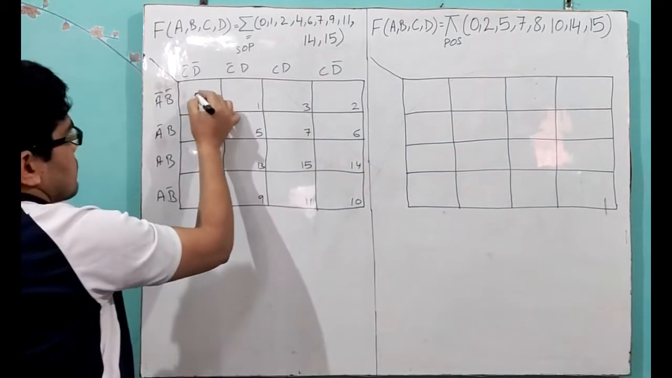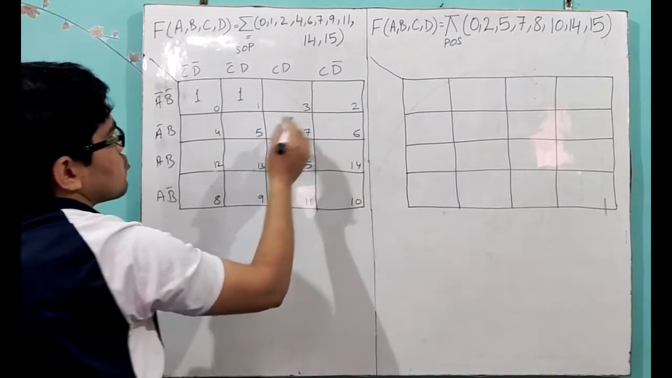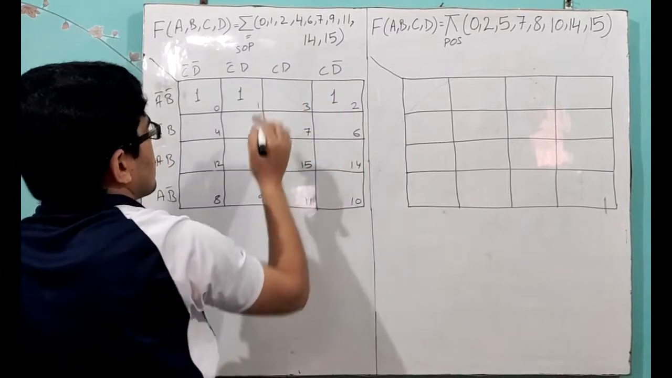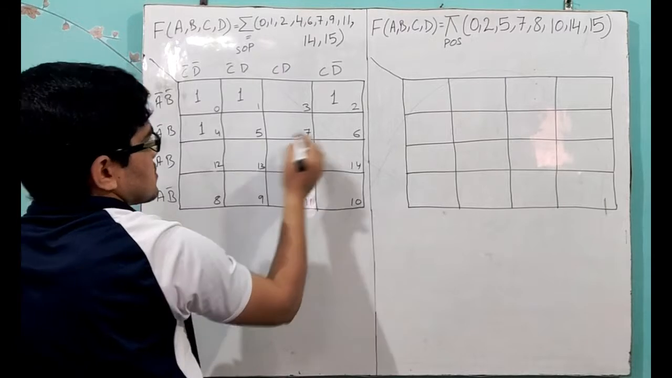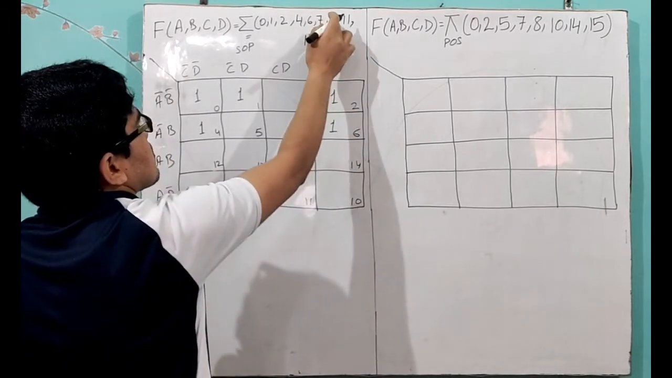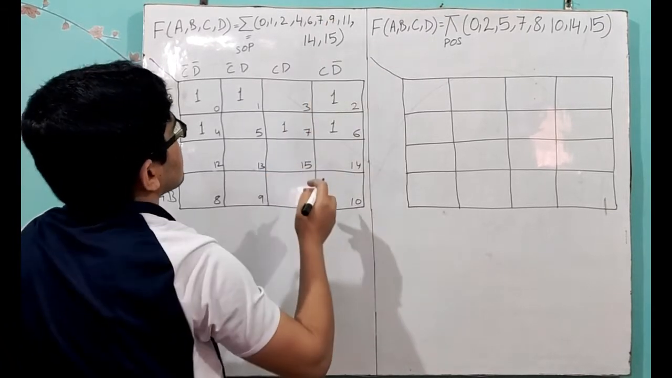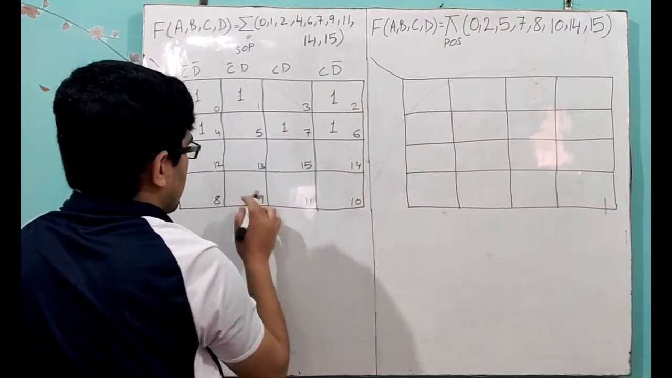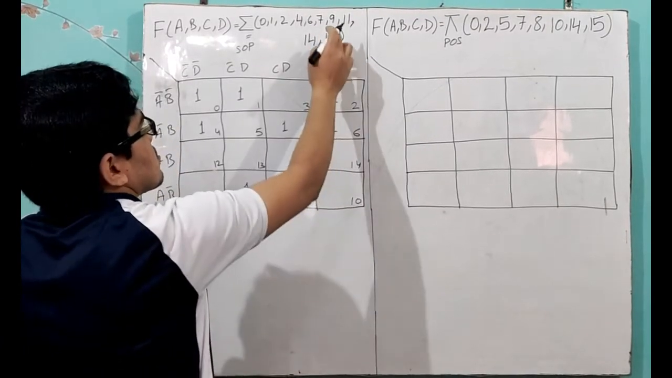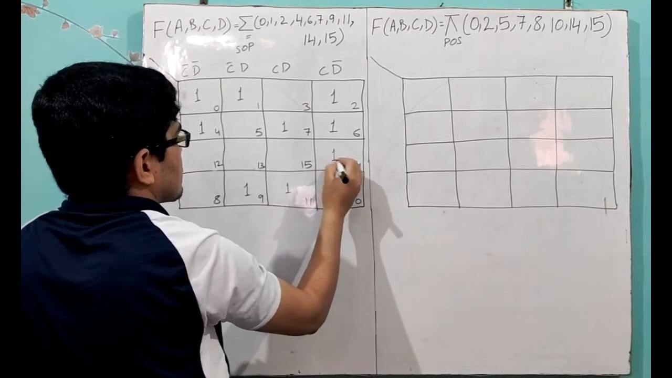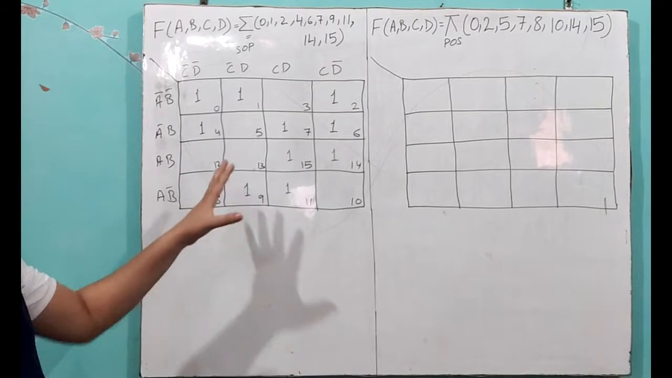Okay, so 0, then 1, then 2, 4, 6, 7, 9, where is 9, 11, 14 and 15. So these entries I have filled.